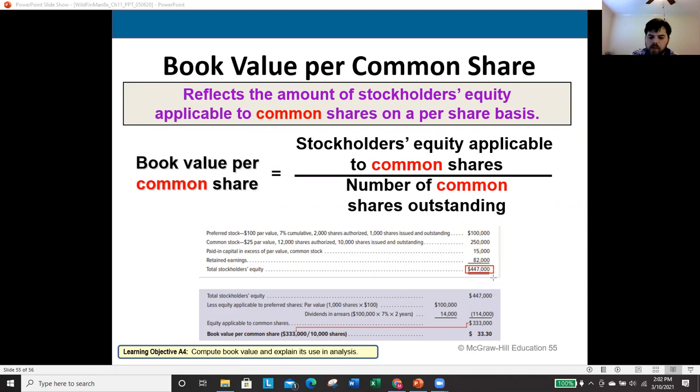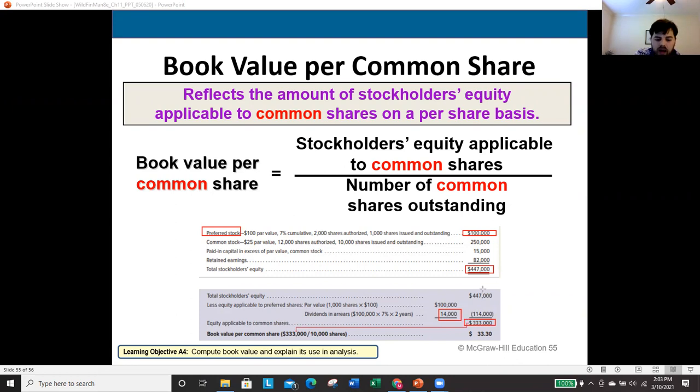But I believe some of that is made up of preferred items. So this is my $100,000. Well, that isn't applicable to common, so that has to come out. And in this case, we do have dividends in arrears of $14,000 related to that preferred stock. So in this case, we'll have to back out both the 100 and the 14, giving me the equity that is actually applicable to my common shares of $333,000.